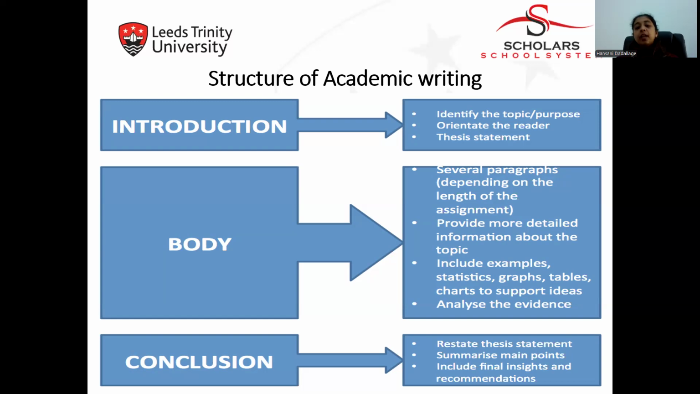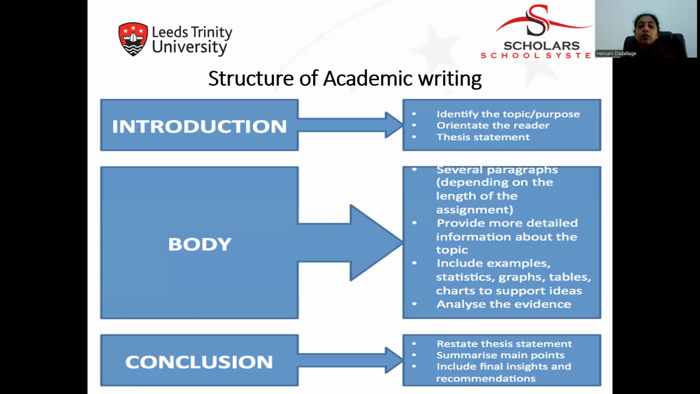Then you can move on to the body section, and you can have several paragraphs within the body section. Depending on the length of the assignment, you can decide the number of paragraphs you have to include in your writing. Then you have to provide more detailed information about the topic within the body paragraphs. You can include examples, including statistics, graphs, tables, and charts to support the ideas that you are bringing within the body section of your academic writing. And then you have to analyze the evidence as well. You have to critically analyze the evidence that you have collected and which you are bringing forward in the body section.